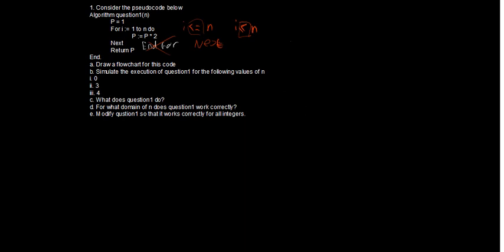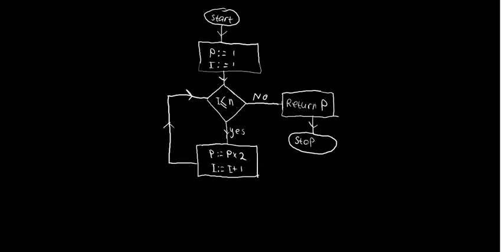Now we have b there. What does b tell us? B is simulate the execution of question 1 for the following values: 0, 3, and 4. So I'm actually just going to simulate for 3. I'll show you how to simulate for 3, and then you guys can do 4 on your own. It's a very similar process.